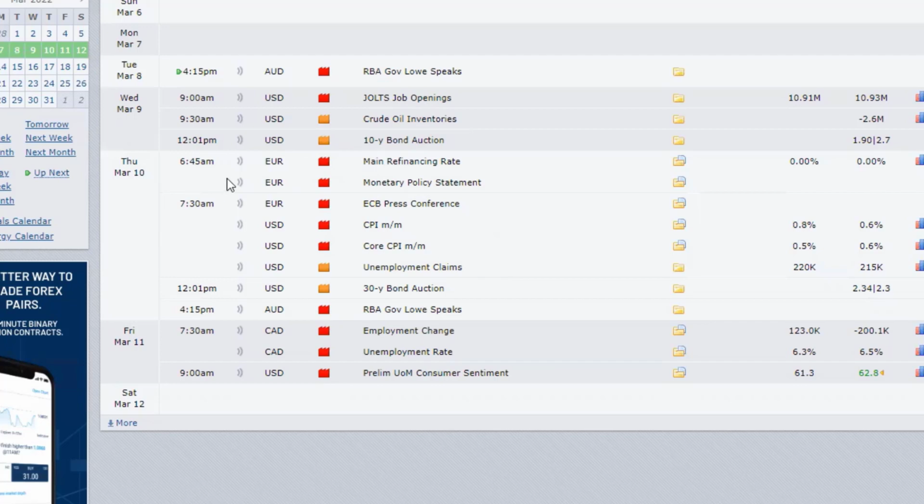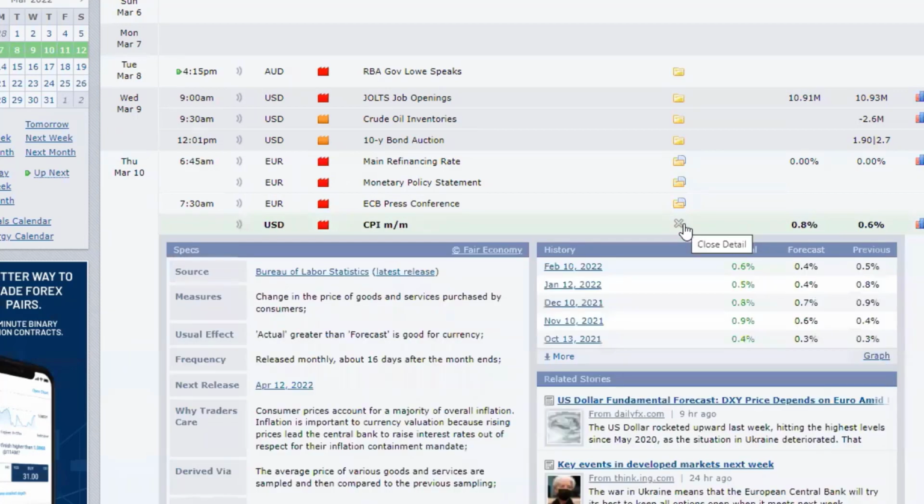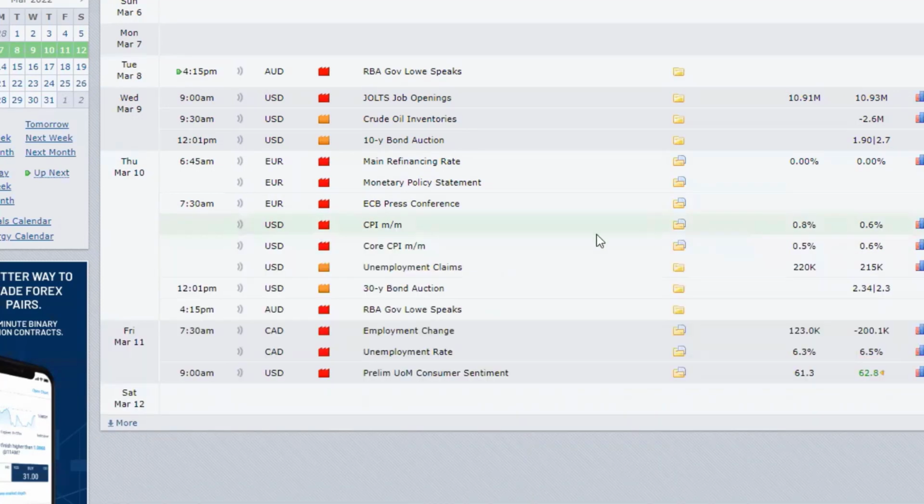Then on Thursday we have a main refinancing rate, and that will be by 6:45 a.m. Central Time. So Euro crosses, oh wow, Thursday is going to be very busy. Also for Euro USD, we're going to see unemployment claims again on Thursday. Inflation, we have a CPI report also on Thursday. The Bureau of Labor Statistics will be releasing that. So major currency pairs, most especially Euro USD, gold, indices, watch out for that on Thursday.